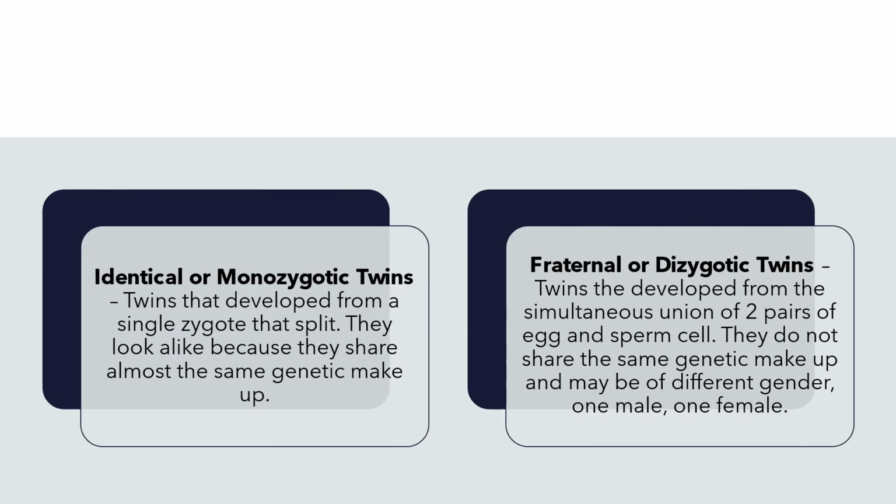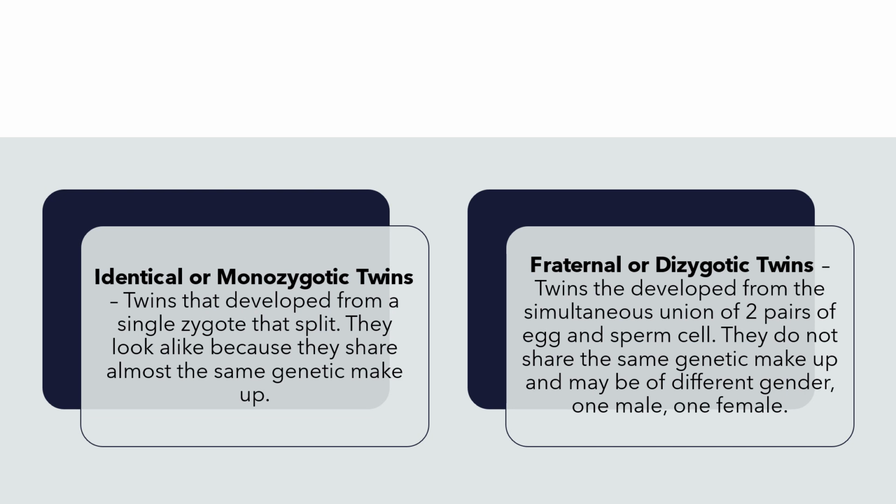So we have the identical or monozygotic twins and the fraternal or dizygotic twins. Let's go first to the identical or monozygotic twins. Let's read it first. These are twins that develop from a single zygote that split. They look alike because they share almost the same genetic makeup.